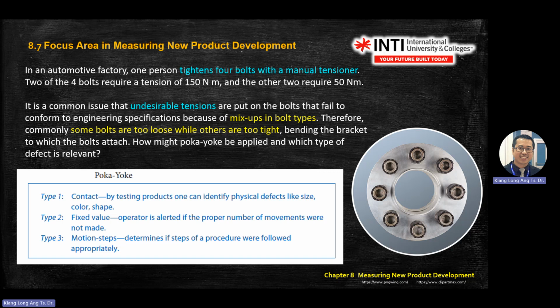Or for example, this one, a fixed value. How you restart your computer, Control Alt Delete, right? You know that, right? How to force restart your phone? Do you know how to force restart your phone? You press all the button, right? It will reset your phone.